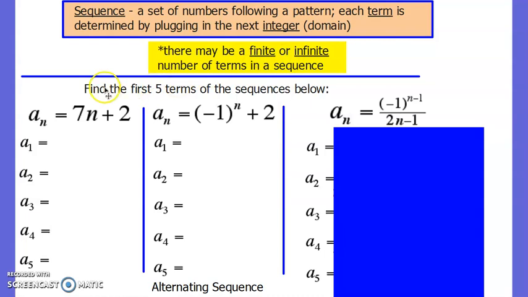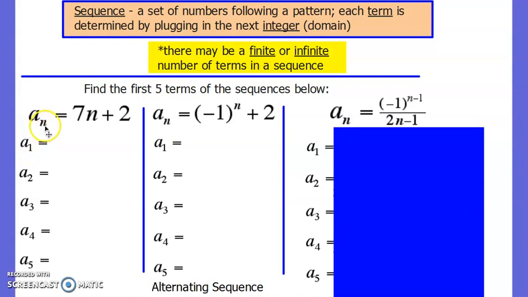Also, a sequence can be finite or infinite. It can have a lot of terms, or it can have a finite, limited number of terms. So you'll notice down here at the lower left, I've got a sequence, a sub n equals 7n plus 2. The major difference between a sequence and a function is what it looks like. We use this a sub n to represent the fact that if I want to find the first term, a sub n represents which number the term is.